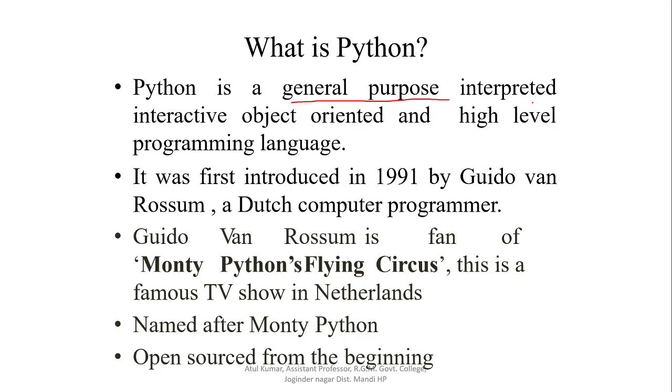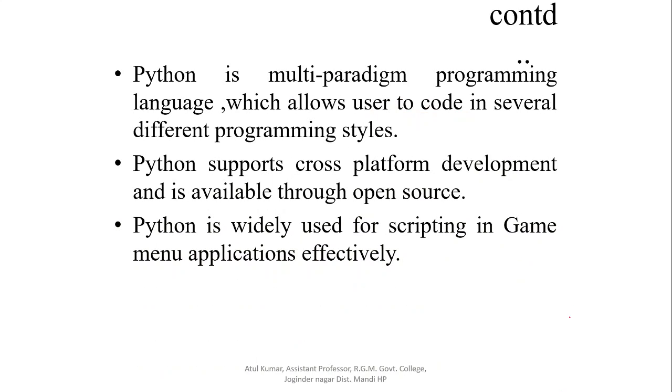So Guido van Rossum is a huge fan of Monty Python's Flying Circus, a famous TV serial in the Netherlands at that time. So he named Python after the Monty Python serial. It is also an open source programming language from the beginning. So Python is a multi-paradigm programming language which allows users to code in several different programming styles.